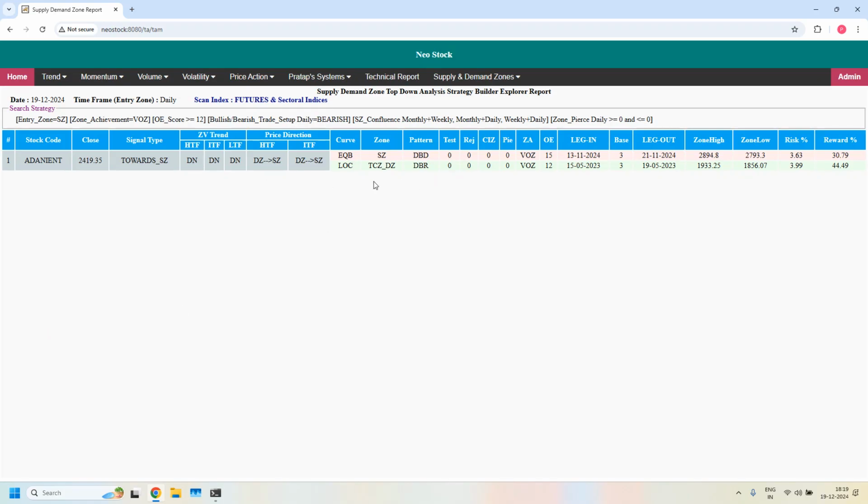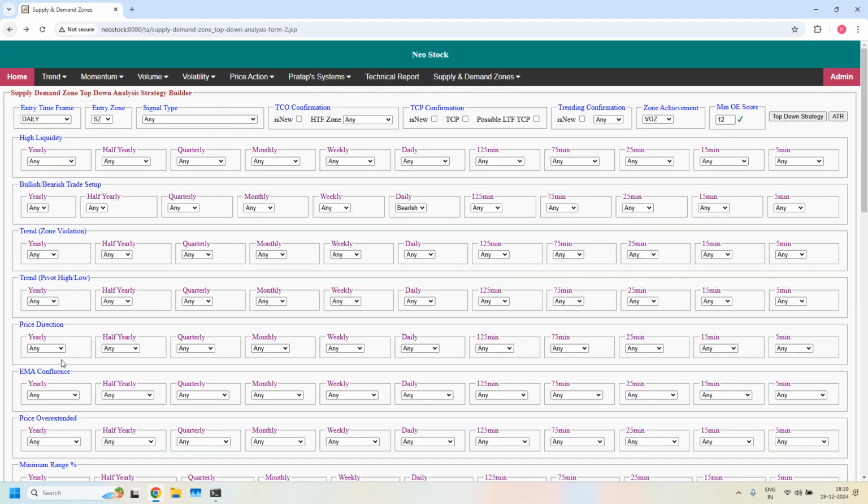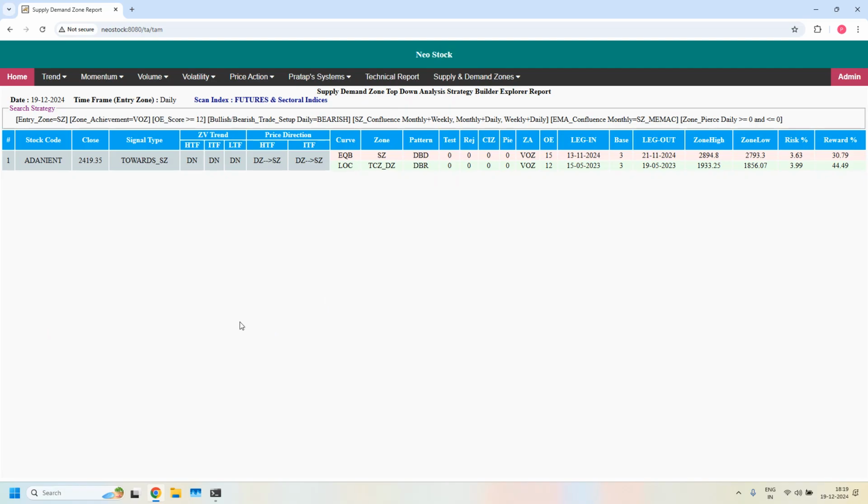So in this stock, LTF, ITF, HTF supply zone confluence. Let us check whether it is having monthly EMA confluence at monthly time frame, monthly supply zone, monthly EMA. So it is filtered. It is even more high probability trade setup supported supply zone. This is about bearish trade setup, monthly income trade.